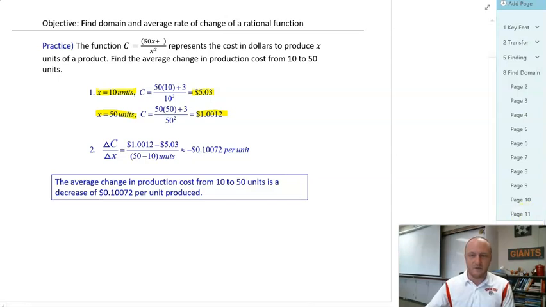That is it for this lesson and unit. This is the last lesson in the unit. We talked about how to find the domain of a rational function. Remember, find the discontinuities and then exclude those from the set of all real numbers. And then we talked about how to find average rate of change: delta y over delta x, or delta function values, delta f over delta x. Rise over run.